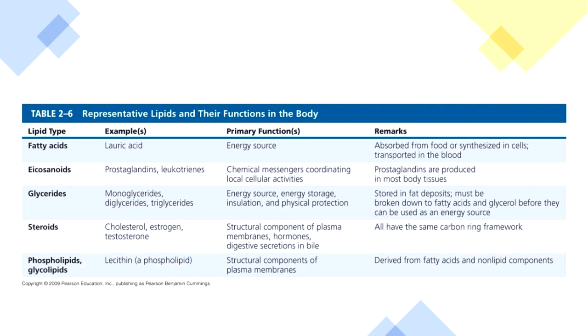So this right here is just a summary of the lipid types and their primary function. Fatty acids, primary function is energy source. Eicosanoids, we said that it was just for messages and to regulate local cell activities. Glycerides, again, are for energy sources and for physical protection. Steroids, they provide the structure of the cell. The phospholipids, they also provide the structure of the plasma membrane.